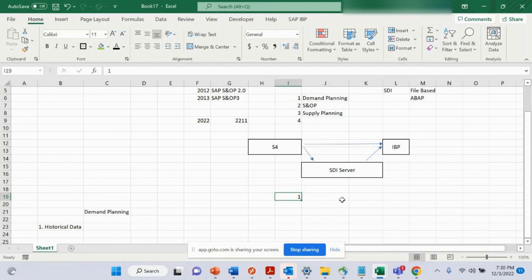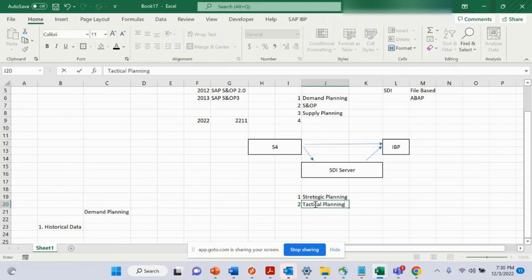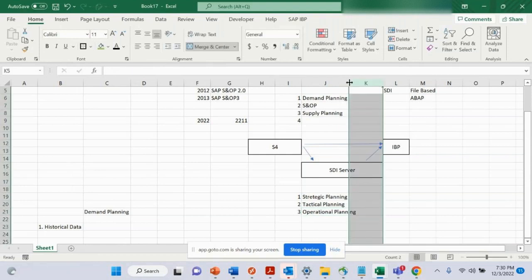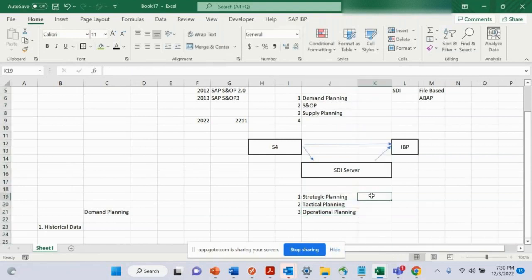Like, let me tell you, there are three types of planning. First one is strategic planning. Second one is called tactical planning. Third one comes as operational planning. Now these plannings are based on time horizons. Strategic planning comes for 5 to 6 years in the future.